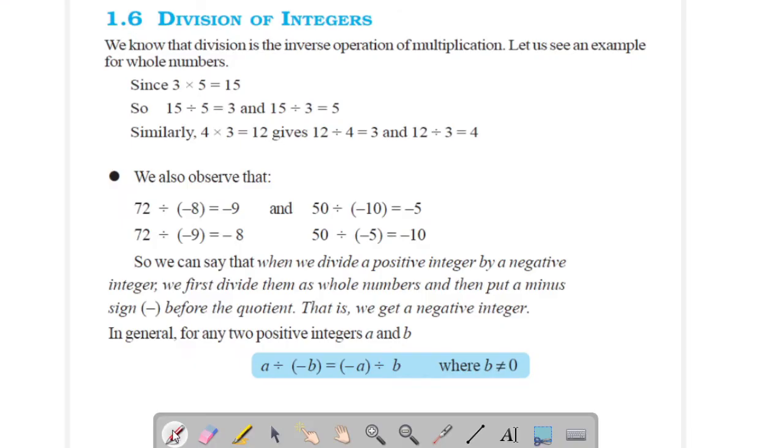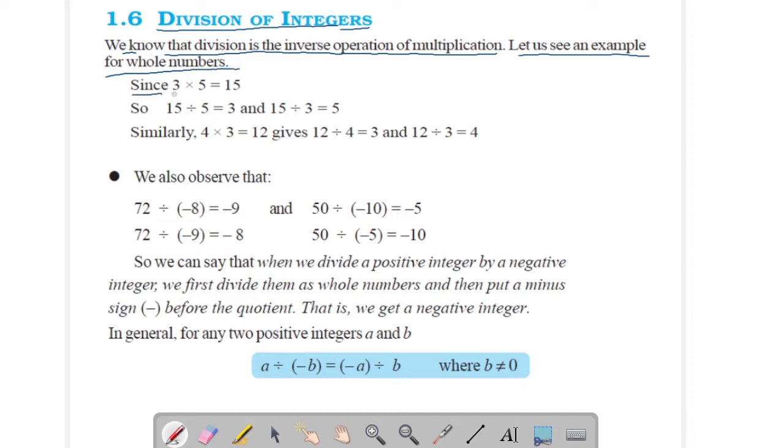Good morning, students. Today we will study division of integers. We know that division is the inverse operation of multiplication. Let us see an example for whole numbers.